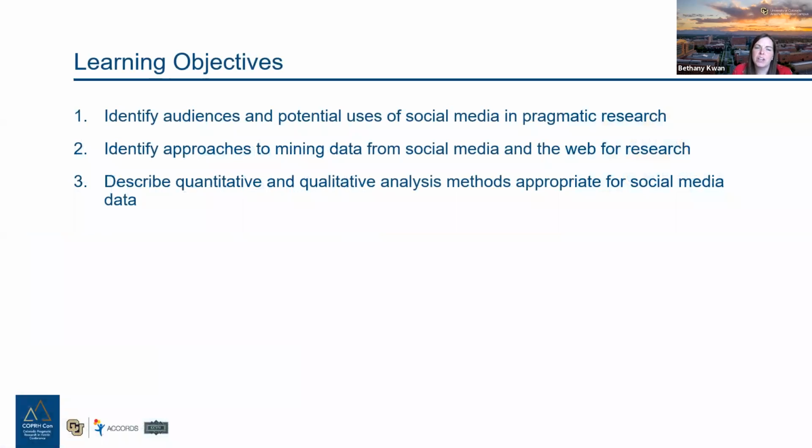Our learning objectives for this session are two. By the end of the session, you should be able to identify audiences and potential uses of social media in pragmatic research, to identify approaches to mining data from social media and the web for research, and to describe at a high level some quantitative and qualitative analysis methods appropriate for social media data. I want to start out by saying that we're not necessarily expecting you to walk away being able to go do this yourself, but to know what to ask for. So if you are going to approach someone who is an analyst, a biostatistician who can do these data mining types of activities, you know what it is that you're asking for.